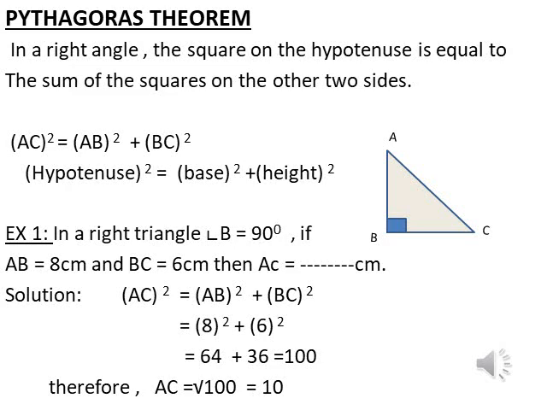Now let us learn the Pythagoras theorem. In a right angled triangle, what does this Pythagoras theorem state? In a right angled triangle, the square on the hypotenuse is equal to the sum of the squares on the other two sides. Now, let us take the help of this figure.